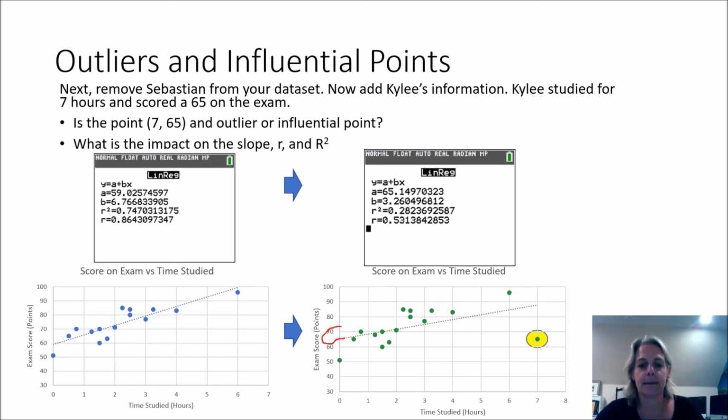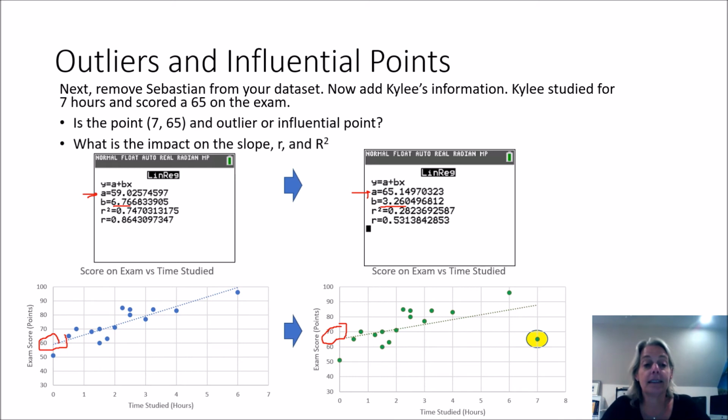So my y-intercept went from 59 to 65. So that changed more significantly, right? And then what happened to the slope? Well, with an influential point, the slope tends to be pulled toward, that regression line gets pulled toward the point. So look what happened to the slope. I went from 6.77 roughly to a slope of much less steep, much flatter, 3.26. So that regression line flattened out.